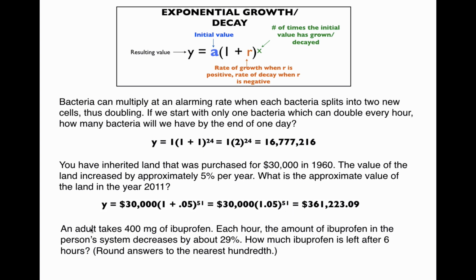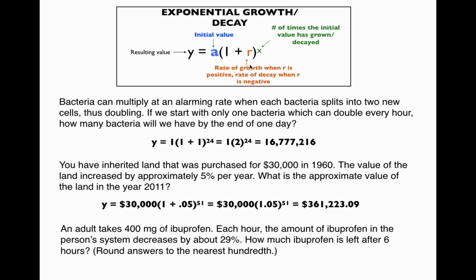All right, and finally, an adult takes 400 milligrams of ibuprofen. Each hour, the amount of ibuprofen in the person's system decreases by 29%. How much ibuprofen is left after 6 hours? You can round your answers to the nearest hundredth. So in this case, we're starting with 400 milligrams of ibuprofen. So that's going to be our initial value. We're decreasing this value by 29%. So our decay rate is going to be negative 29%, or negative 0.29.